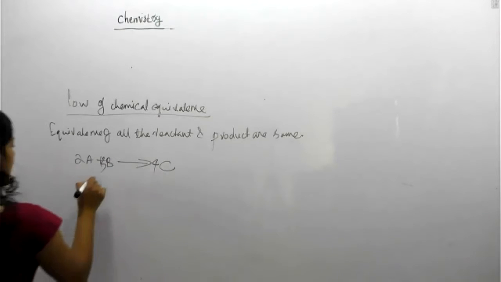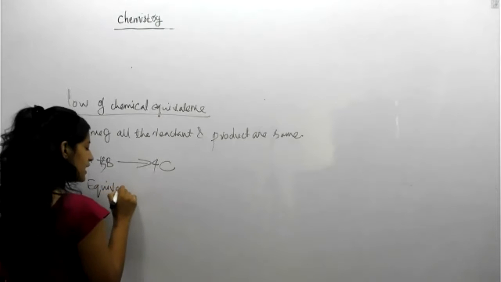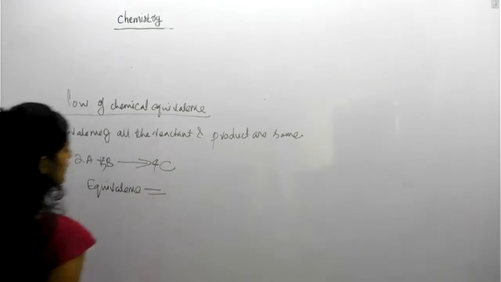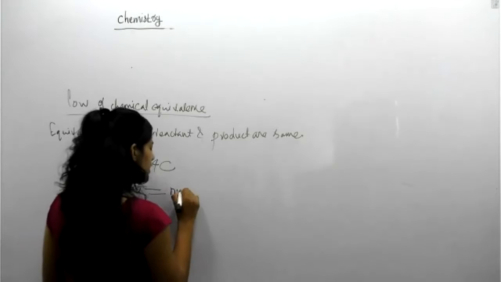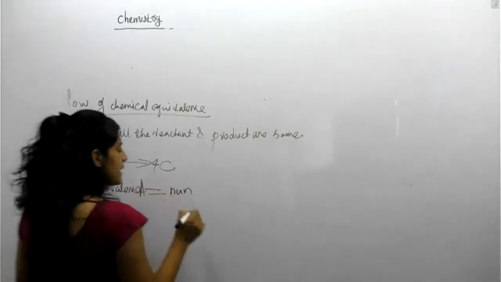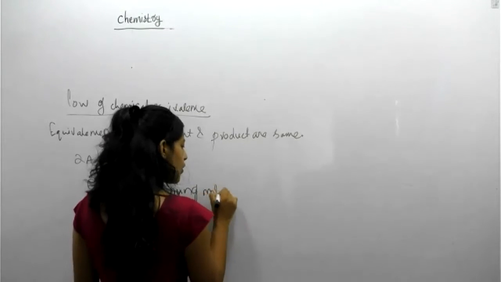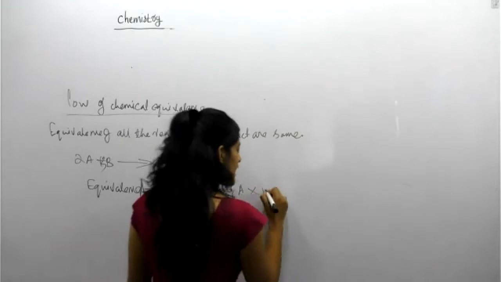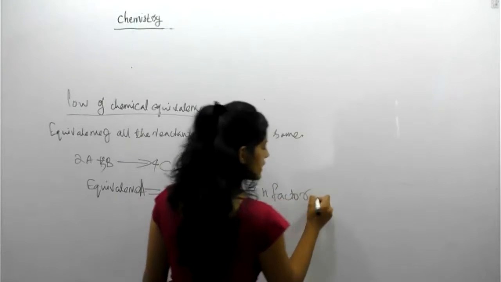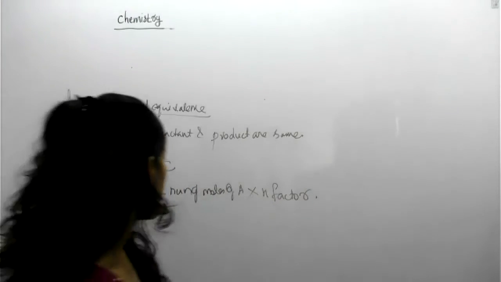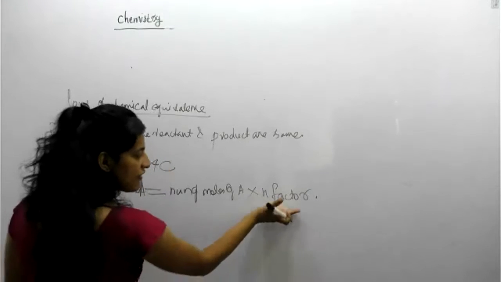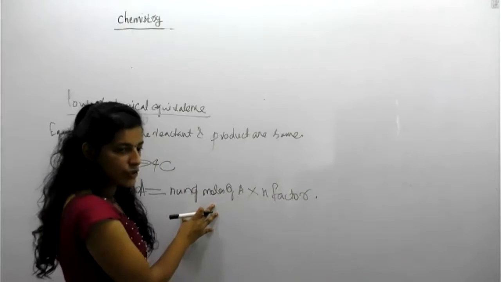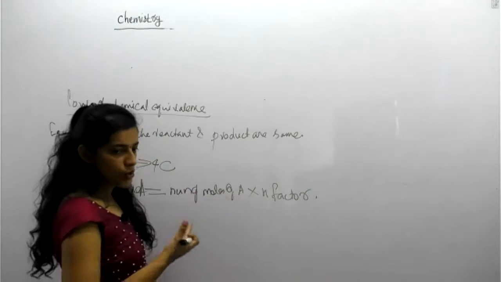So equivalents of A, what does equivalents mean? Equivalents is found with the help of an equation: number of moles of A into n factor. So this equation is very important. Number of moles of A into n factor gives the equivalents of A. You are familiar with number of moles: how many moles are present in A?